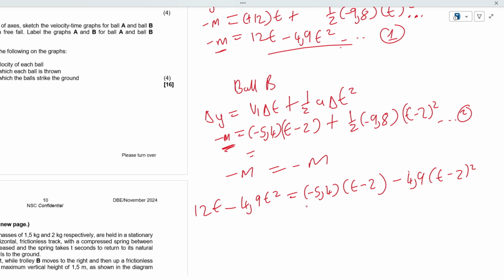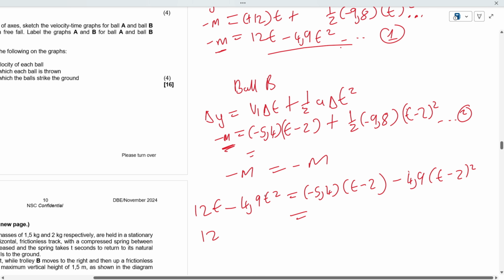So now, what's the fastest way to do it? I like shortcuts, but it seems there's no shortcut here. I just have to do everything myself, unless there's a way of finding t minus 2 on this side. What if we... I think there's no shortcut, so let's just multiply. There's no shortcut.